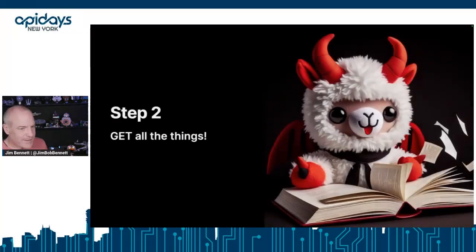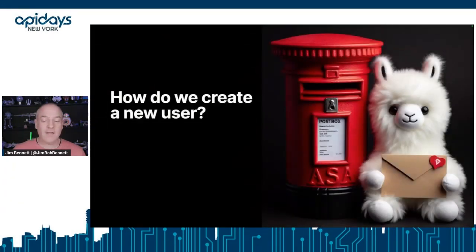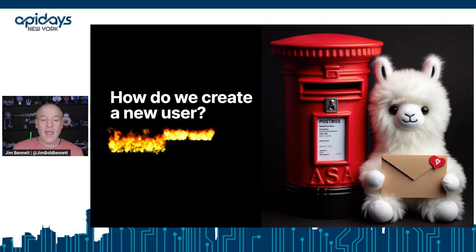Okay, thing number 2 we're going to do: get all the things. Yes. For example, if you want to create a new user in our ticket system, what we would do is we would get a new user, obviously.